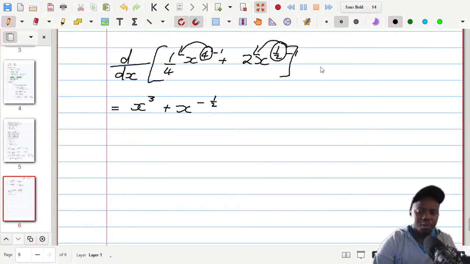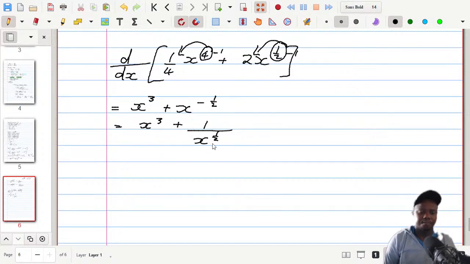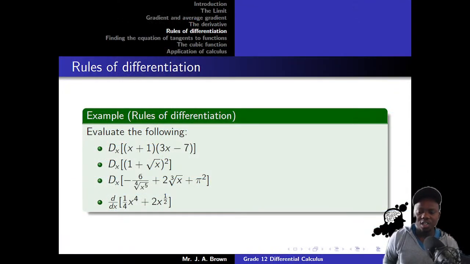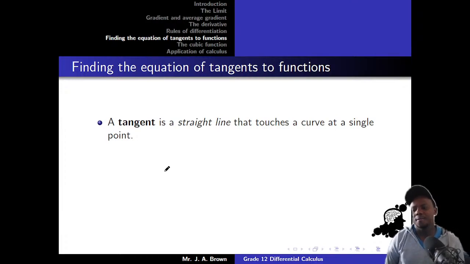We've got a negative exponent, let's make it positive. So this is going to be x cubed plus 1 over x to the power positive a half. We need to write it in surd form. So this is going to be x to the power 3 plus 1 over the square root of x, and this is our final answer. Life is great. Let's move on to the next section here, which is the equation of the tangent.